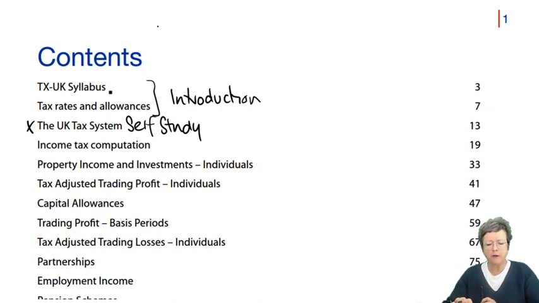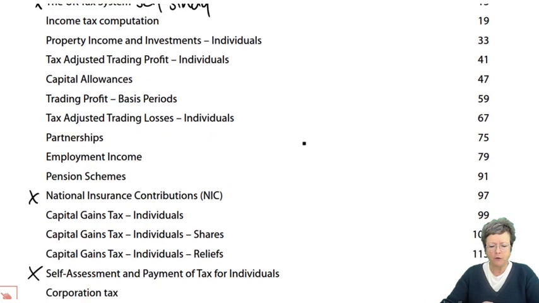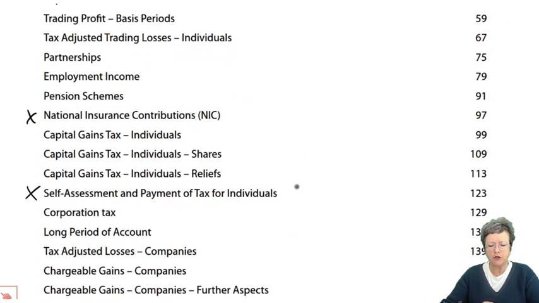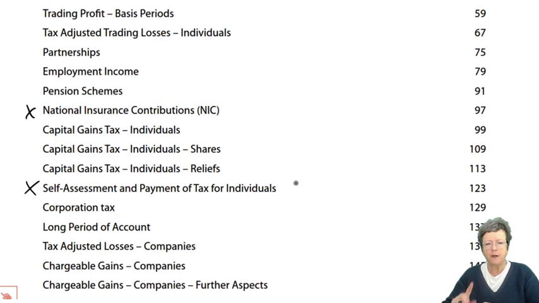So the first one is the UK tax system. That chapter you'll find appears mostly in the multiple choice questions. The other ones are, let's have a look down here. We've got national insurance contributions. That's a self-study one. The self-assessment and the payment of tax for individuals. That's also a self-study one.